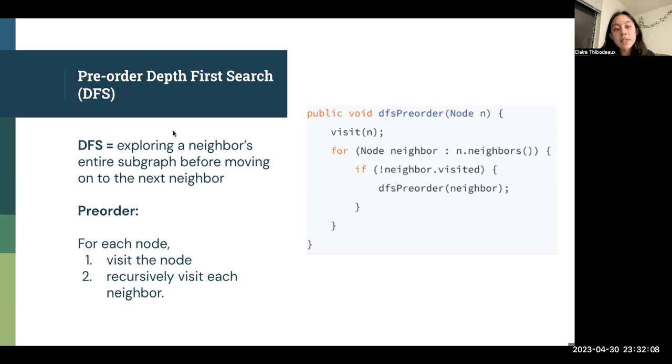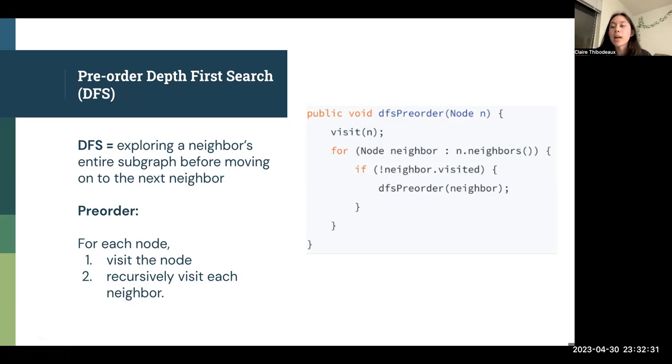But there are two types of DFS traversals. The first one is called pre-order DFS. In pre-order DFS, for each of the nodes that you're visiting in your graph, you first visit the node and then you go through all its neighbors, right? What visiting a node basically means, a lot of times, is that you print out what vertex or what label that node has.